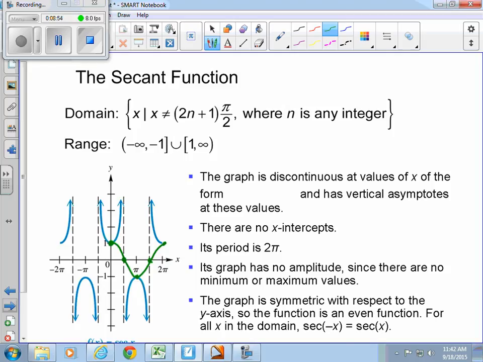Right, you see the difference? When cosine is 0, I have a vertical asymptote, and when cosine is 1, it goes up, and when cosine is -1, it's one of those U's going down.